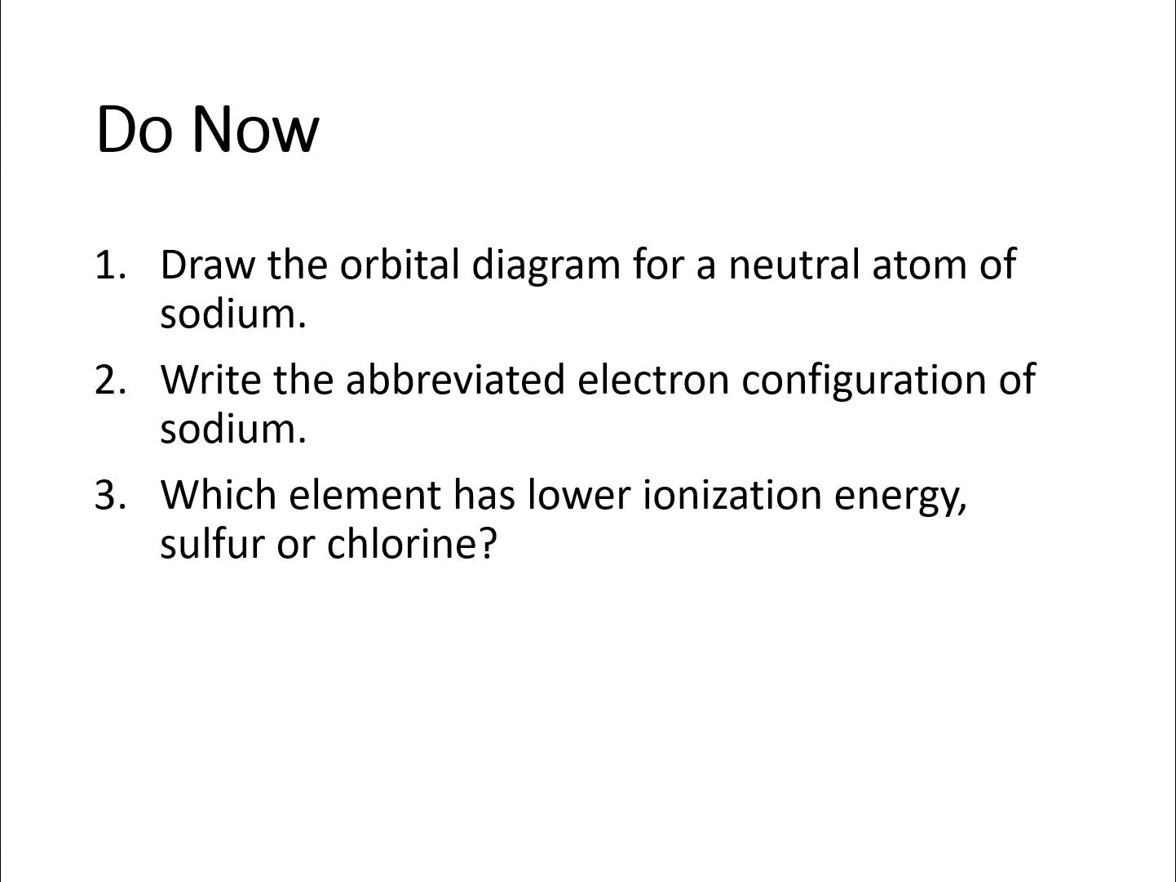Since that took a little time away from us, I'm going to get started with sharing the answers for the do now. So this is review from chapter 4, part 2, where we did orbital diagrams, electron configurations, and periodic trends. For the first question, you have to draw an orbital diagram. I usually do lines because lines are easier than boxes.